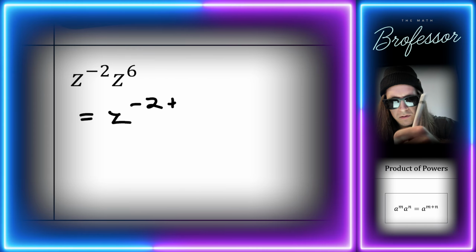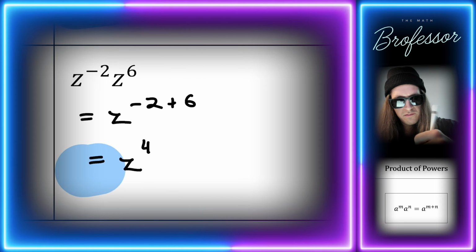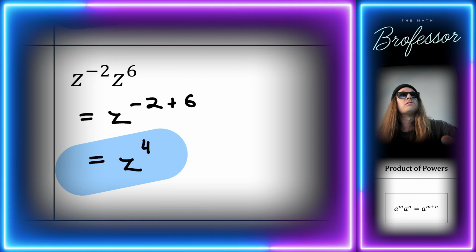This would be z to the -2 plus 6, and -2 plus 6 is 4. Answer there is 4, z to the fourth.